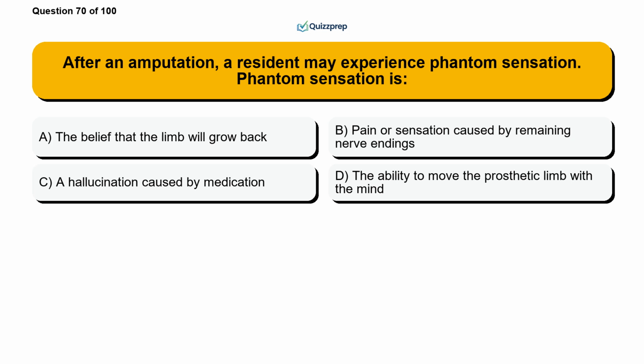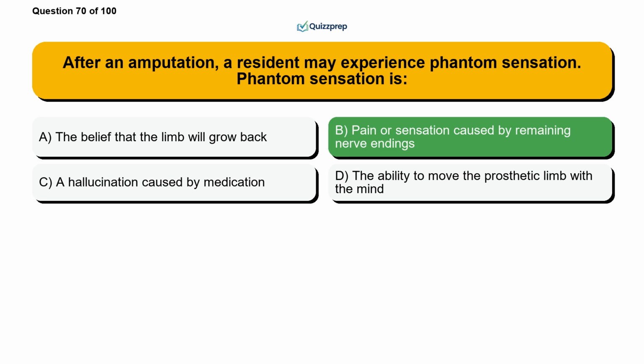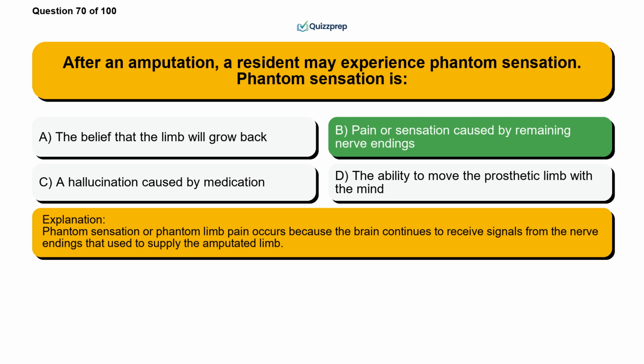Question 70. After an amputation, a resident may experience phantom sensation. Phantom sensation is: Option A, the belief that the limb will grow back. Option B, pain or sensation caused by remaining nerve endings. Option C, a hallucination caused by medication. Option D, the ability to move the prosthetic limb with the mind. The correct answer is option B, pain or sensation caused by remaining nerve endings. Phantom sensation or phantom limb pain occurs because the brain continues to receive signals from the nerve endings that used to supply the amputated limb.